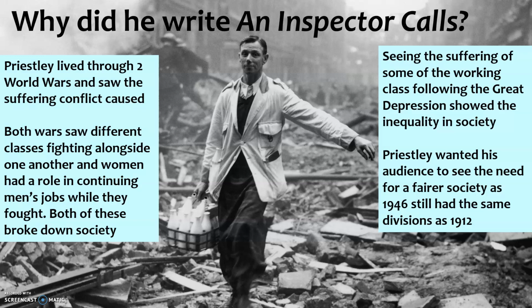On the right hand side, seeing the suffering of some of the working class following the Great Depression, as we mentioned when he wrote that book, that's what he wanted to see change as well, start to remove the inequality in society. He wasn't for communism, where everybody was paid the same, earned the same, but he certainly wanted to see greater socialism and supporting those who had the capability, i.e.